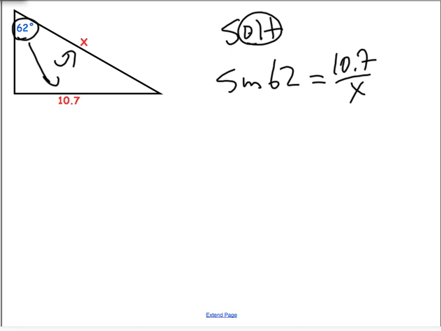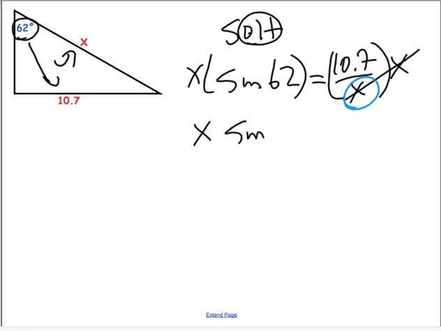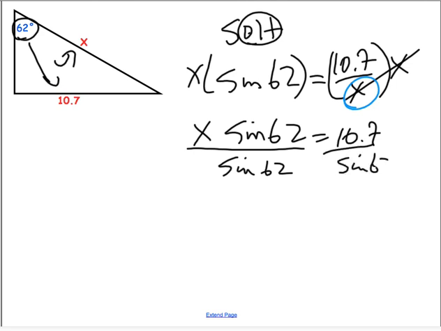And then again, once I've got the equation set up, now it's just algebra. So I'm going to multiply both sides by x to get rid of the fraction. Now when your x is in your denominator, like it is here, you're going to have an extra algebraic step that you have to worry about. And so when I clean this up, I get x times the sine of 62 equals 10.7. Well, I want to isolate x, so that forces me to divide both sides by sine of 62. And again, once you start getting into these, if you have trouble with how to find a side when the x is on the bottom, come back to the video and take a look.